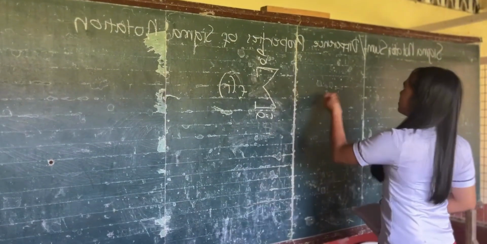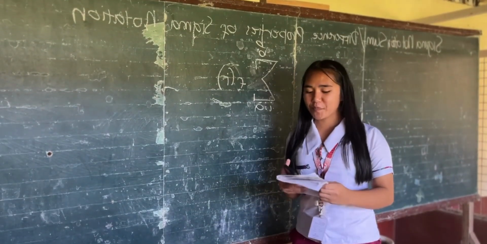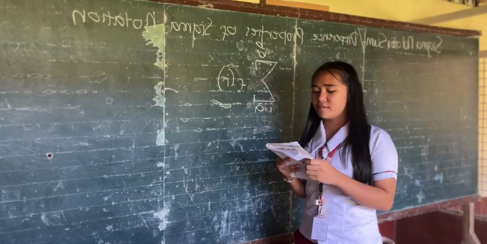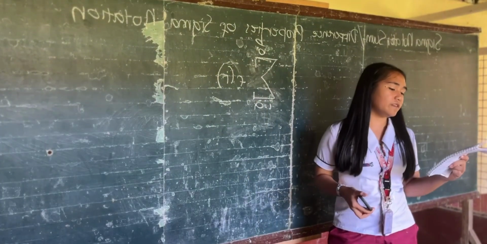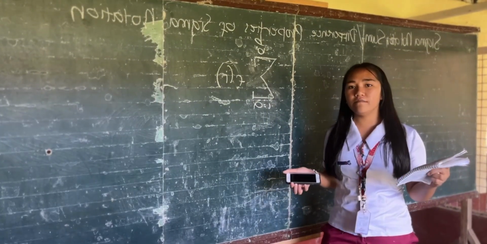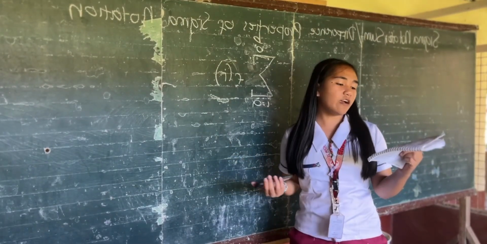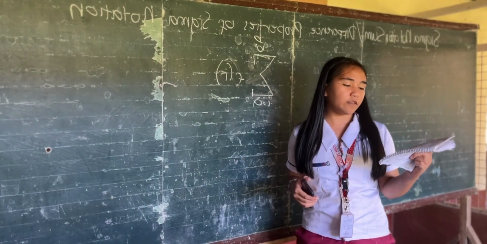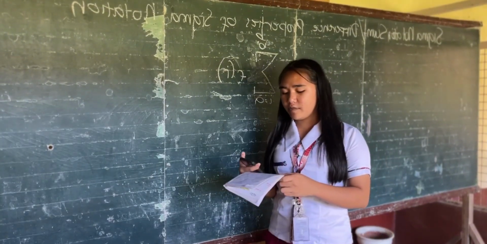This video is about sum and difference properties of summation. One of the biggest advantages of summation is that sums behave nicely under addition, subtraction, and constant factors. These are called the linear properties of summation.